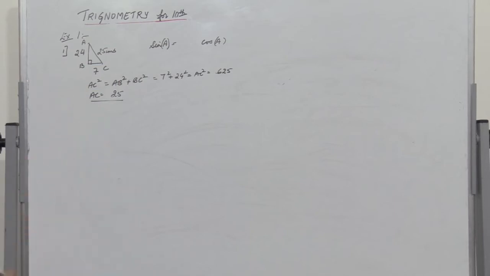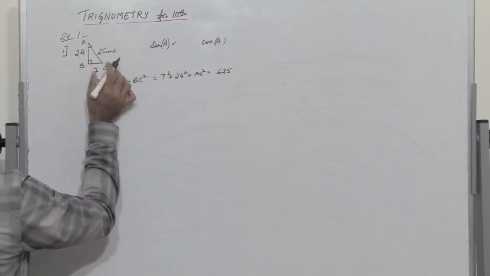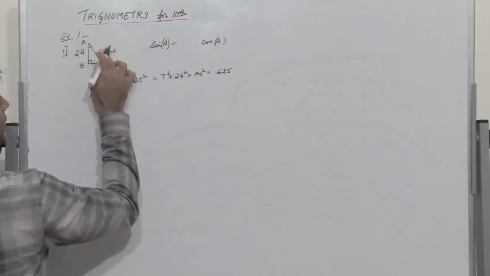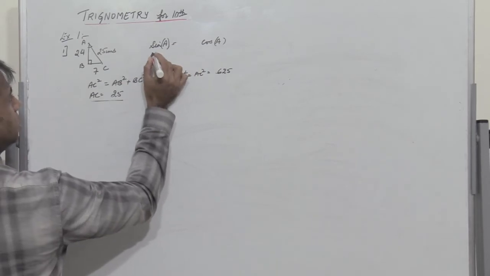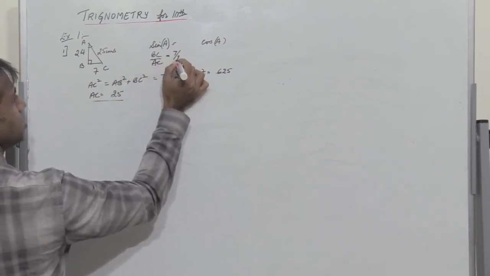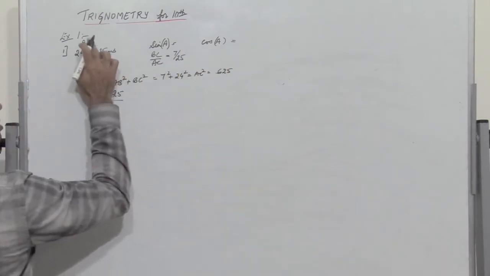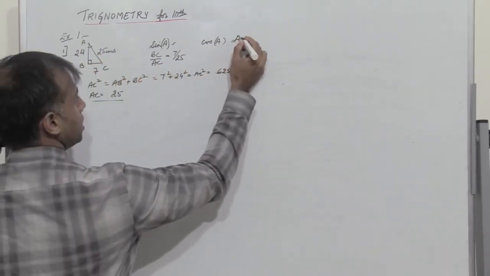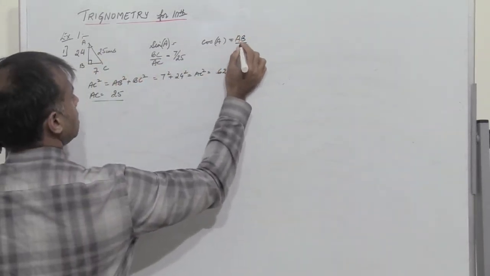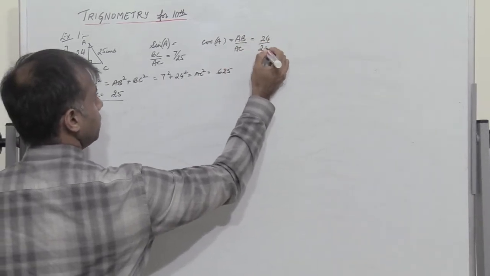Now we need to find the ratios. What is sin A? This is the angle A. Sin A is the opposite side, which is BC, by hypotenuse AC. So it is BC divided by AC, which is 7 by 25. Similarly, what is cos A? Cos A is the adjacent side, AB, divided by the hypotenuse AC. So you get 24 by 25.